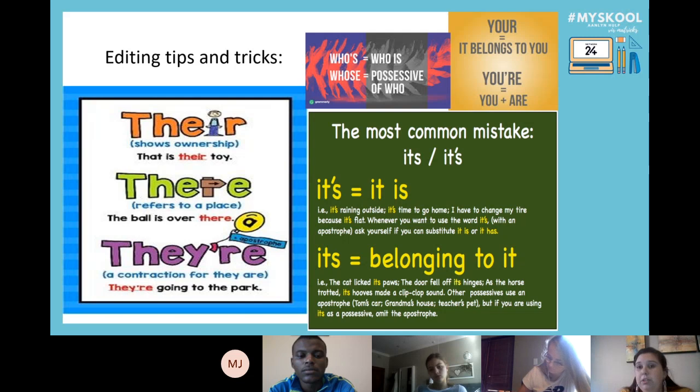Your, it belongs to you, and you're is short for you are with an apostrophe. If you can replace it with you are, it's you're with an apostrophe. The most common mistake, its and it's with an apostrophe. It's raining outside can be replaced with it is, and its means belonging, the dog chases its tail, for example.